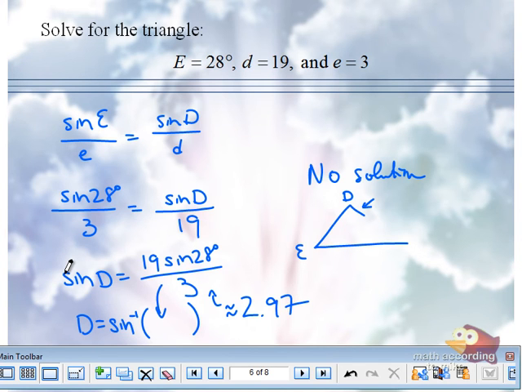That's comment number 1. Comment number 2, if you take a sine inverse and it does work, then you have to worry about the supplement because the supplement could also be an answer. That's going to be our next example. If the supplement doesn't work, you only have one triangle. If the supplement does work, then you have two triangles. So again, in this case, you might have 0, 1, or 2 triangles.